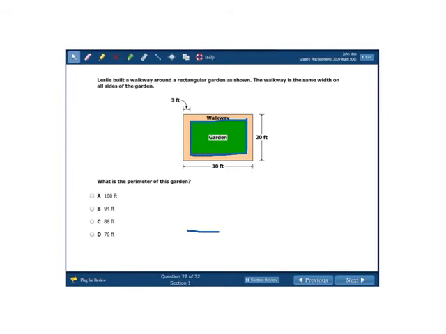So if I'm talking about this distance on the garden, we have to take off the, I've been talking to my sister. My sister's from Massachusetts. Sorry, we have to take off the 3-foot walkway on each side.